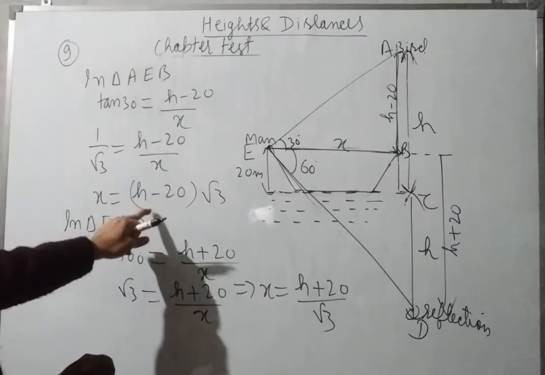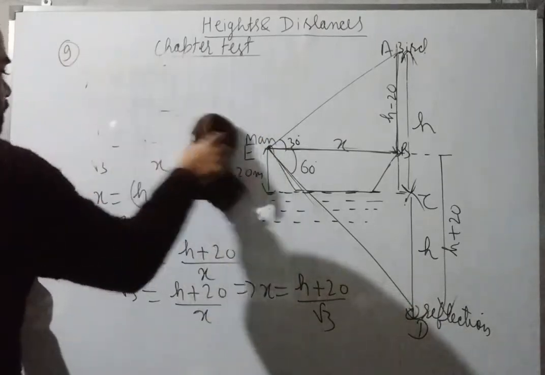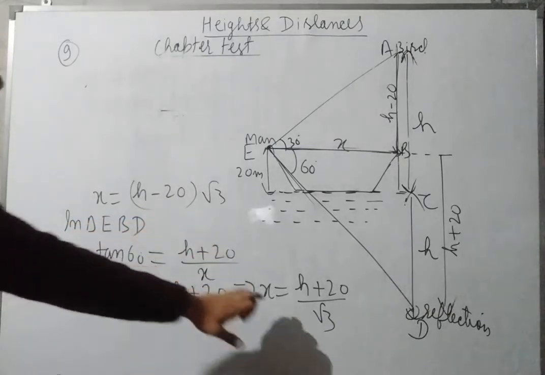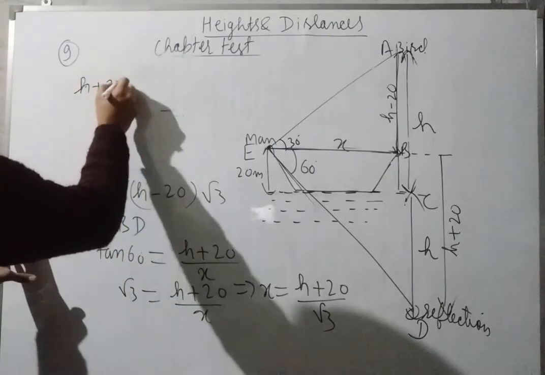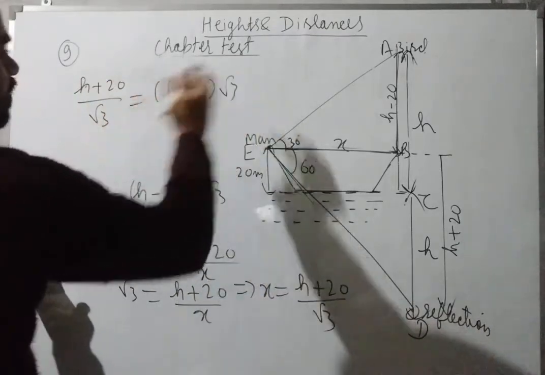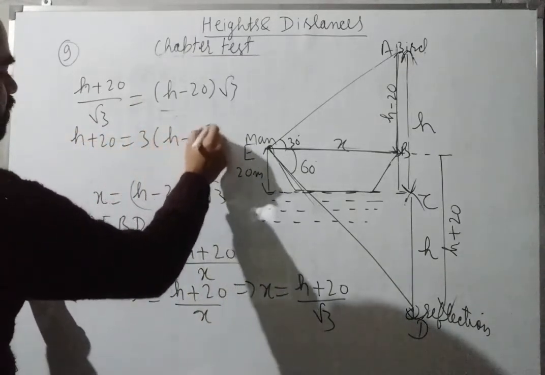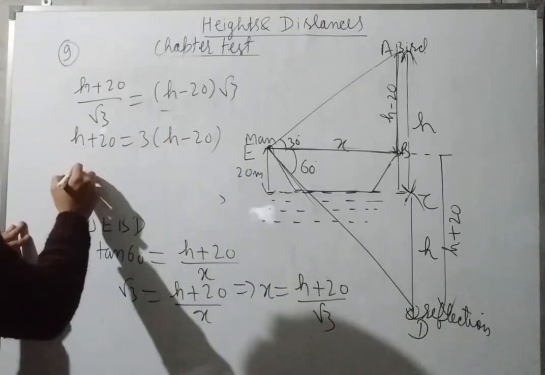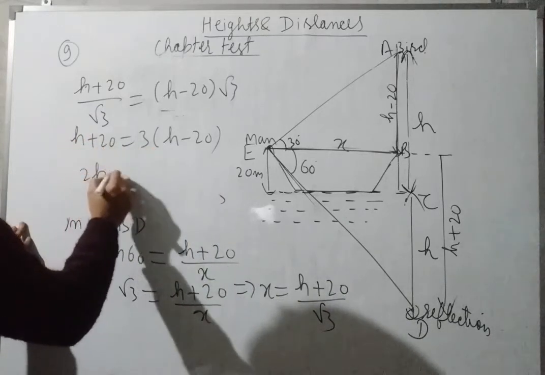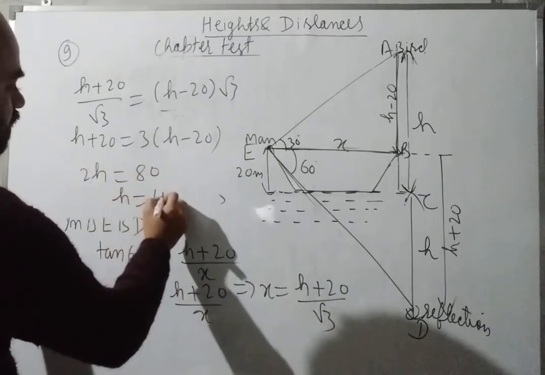Now substitute the value here or here, anywhere. So we can take the first equation. So the first equation is x is equal to h minus 20 root 3. Now x value h plus 20 upon root 3 is equal to h minus 20 root 3. Root 3 multiplied, it means h plus 20 is equal to 3 times h minus 20. So finally 3h minus h, 2h, and minus 60 plus 20, 80, it means h will be 40 meter.